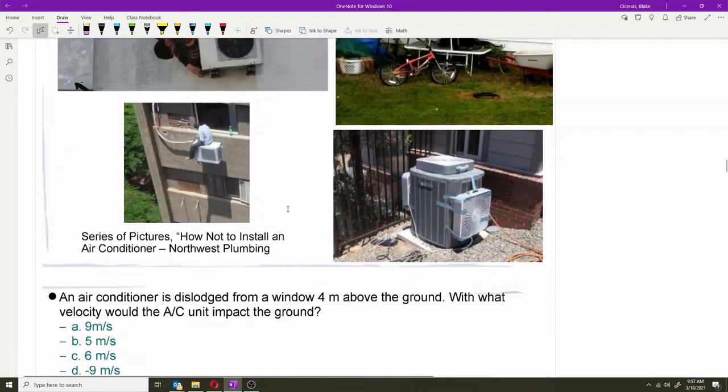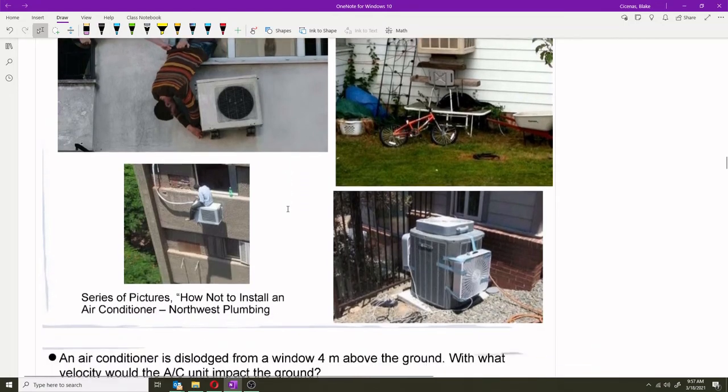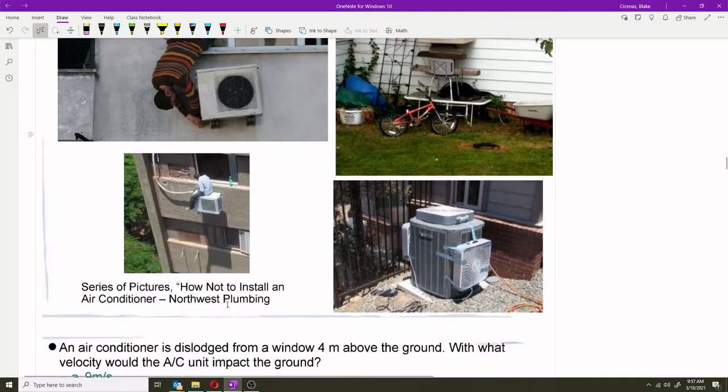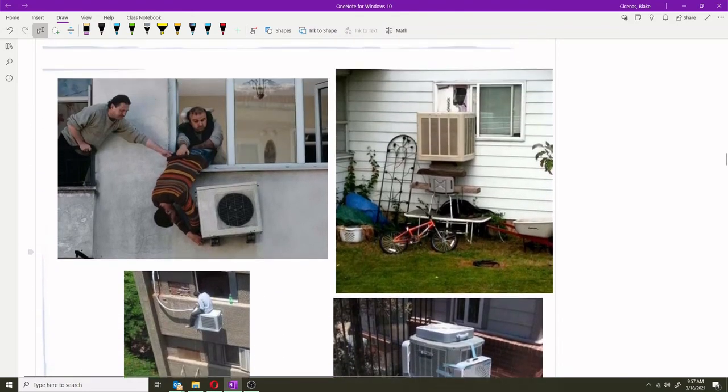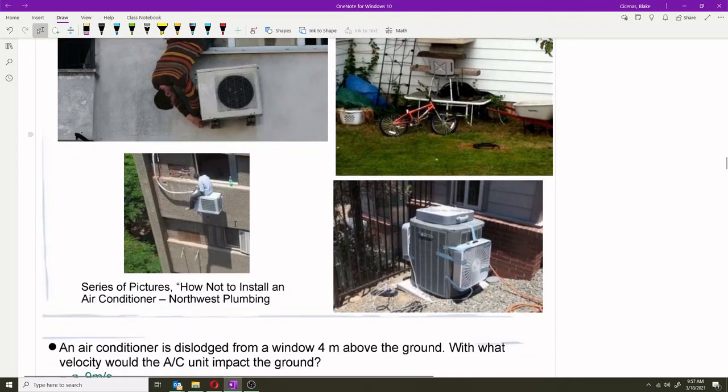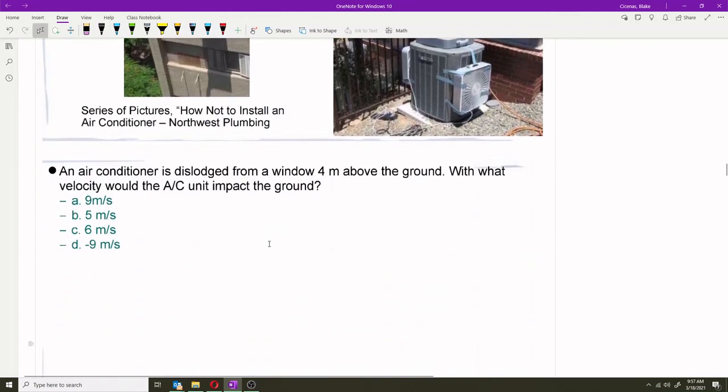When you look up air conditioning pictures, I found all sorts of fun ones. This website, Northwest Plumbing, is just some company that published a bunch of how-not-to-install air conditioners, and it's got all sorts of fun pictures of people doing things wrong, which I found entertaining. So I figured I'd put a whole slide of those pictures, because usually if it's about an air conditioner, I'll put a picture of an air conditioner. Most know what that looks like, but sometimes I do teach classes with international students, and then they don't really know what something is, and they don't even know what it looks like.